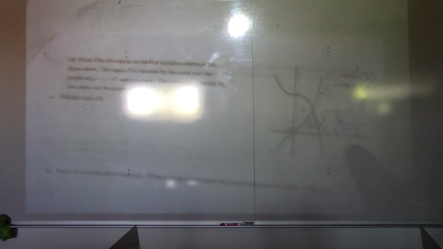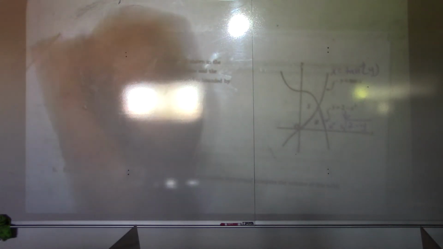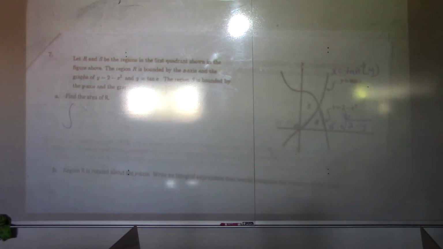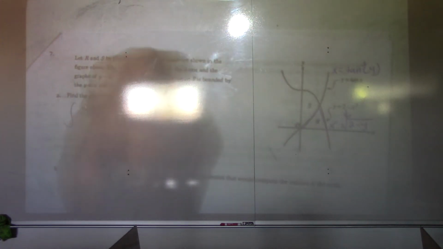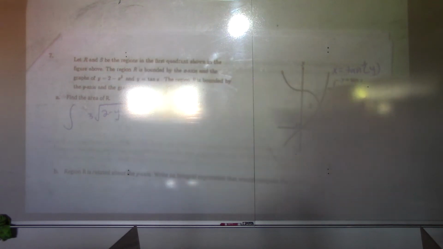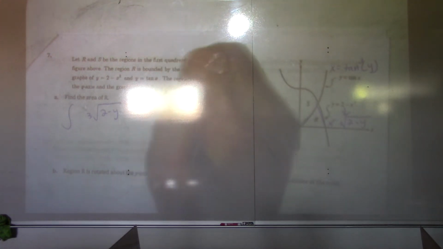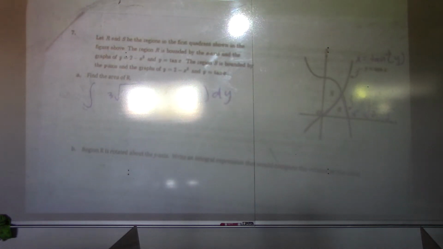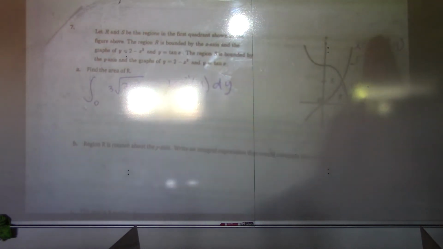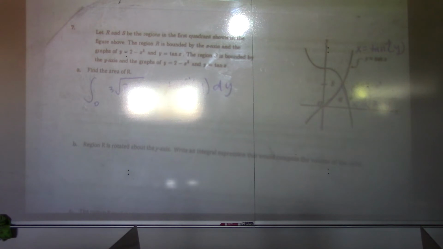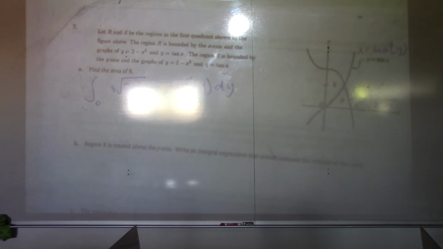Okay, so now I have it in terms of y's, right? So I would do right minus left. So right would be this one. So cube root of 2 minus y minus the leftward function, which is the tan inverse of y, dy. And then because we're doing it in terms of y, I need to find this y value. So I'm going to do 0, 2. I need to find what it is. So I'm going to type in the original functions, the tangent x and the cube root of 2 minus y.